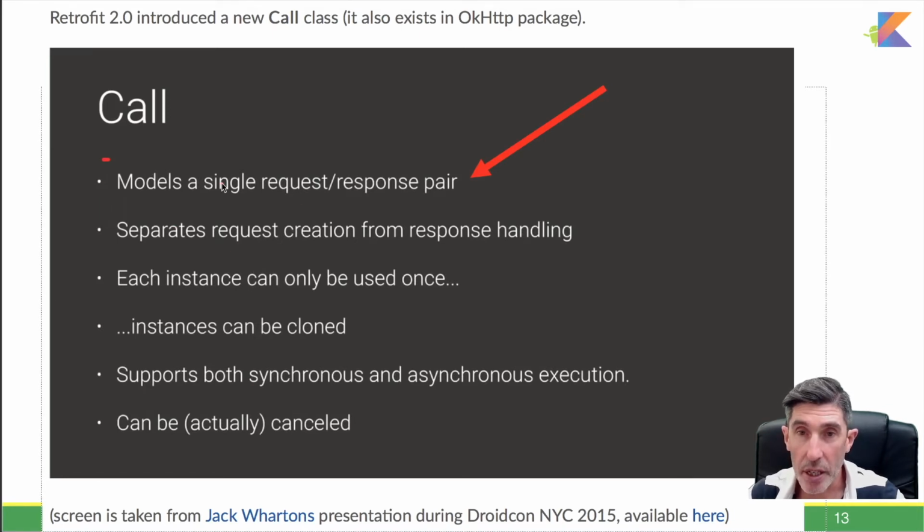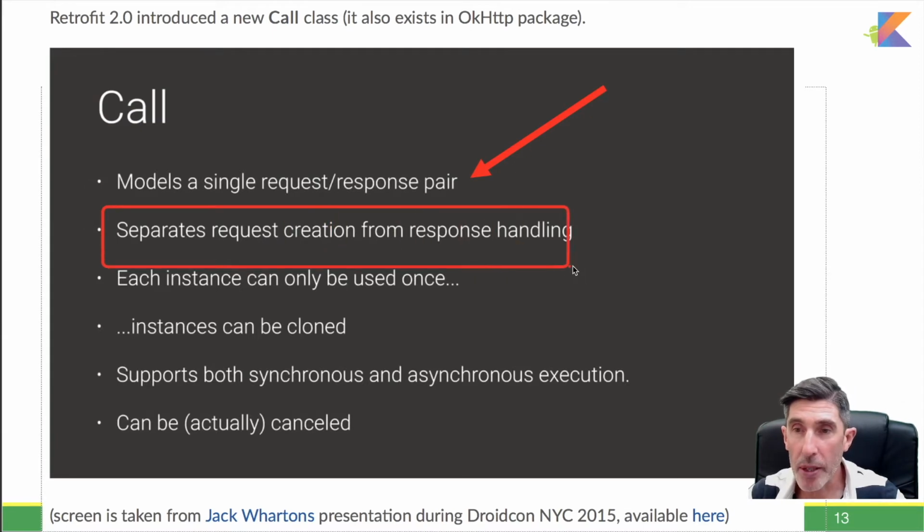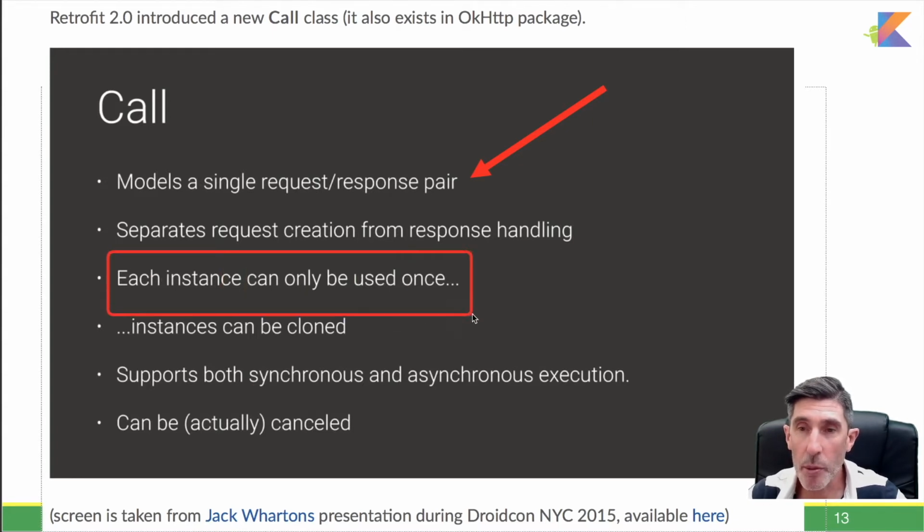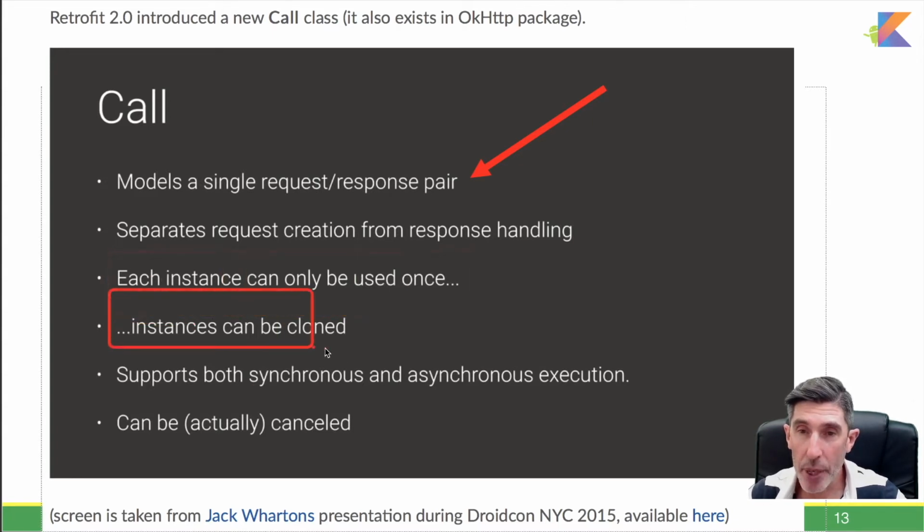So that's the first point to note about that call class. It separates the request creation from response handling. Again, we'll look at examples of this later on. It keeps it nice and tidy, nice and separated out, so we can keep all the necessary code bundled up inside one dedicated function. Another point there: each instance can only be used once, but they can be cloned. That's worth noting as well.